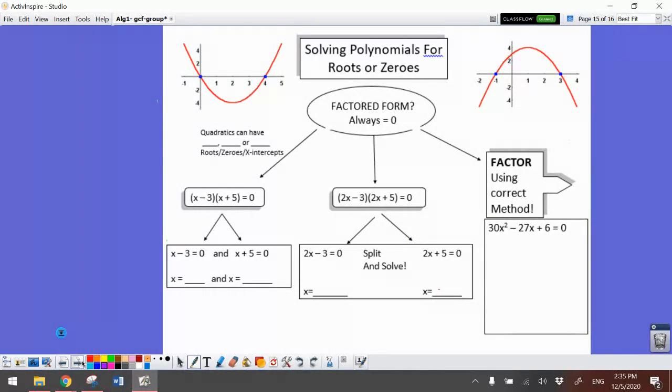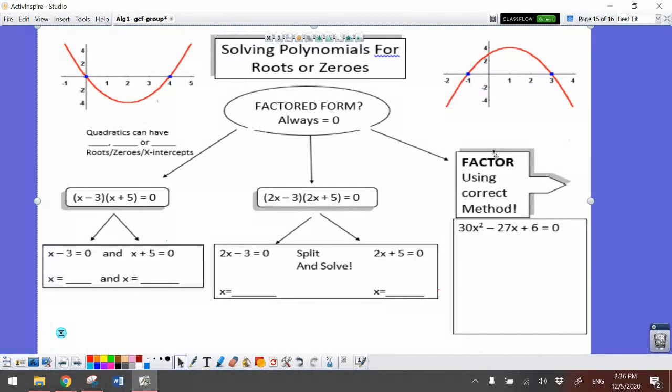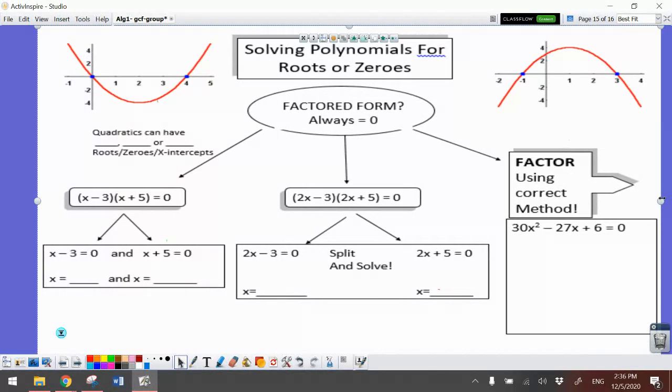Okay, let's go back over some factoring and looking at the roots or the zeros. Remember, those are x-intercepts. So I'm going to make this a little bit bigger so we have a little bit more room to write. And let's kind of go back through those processes.